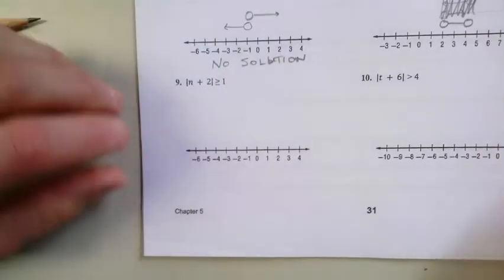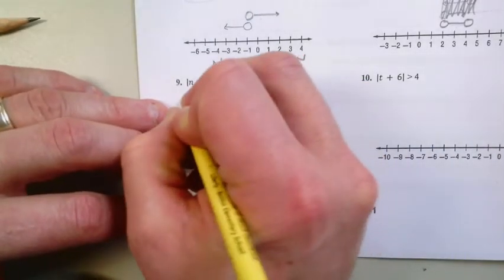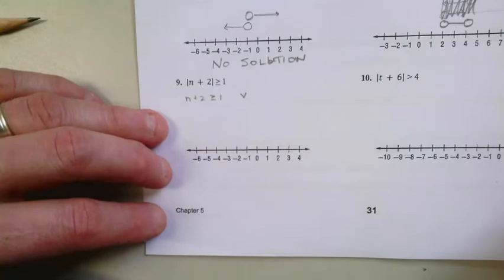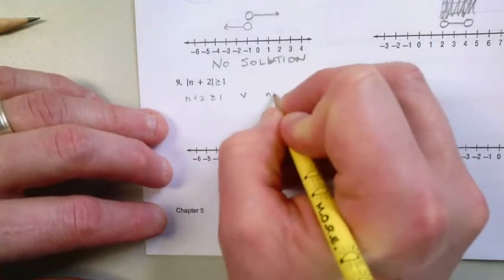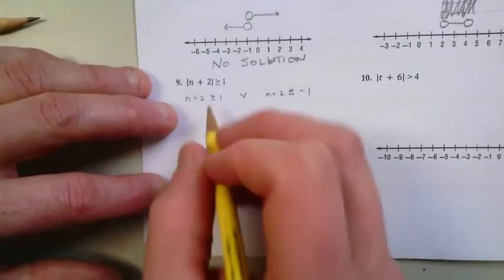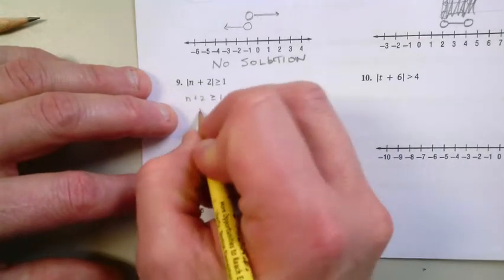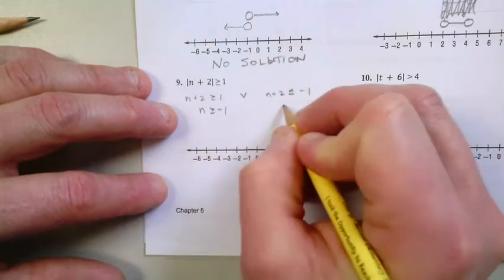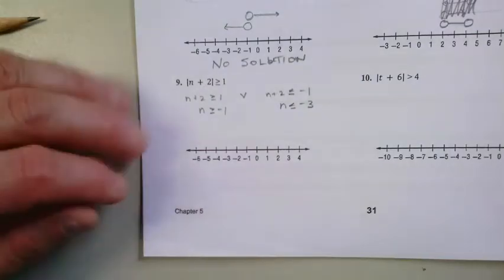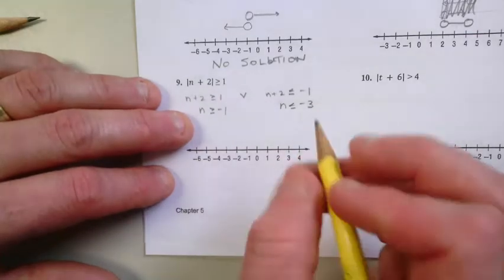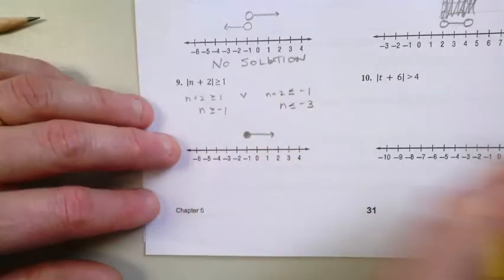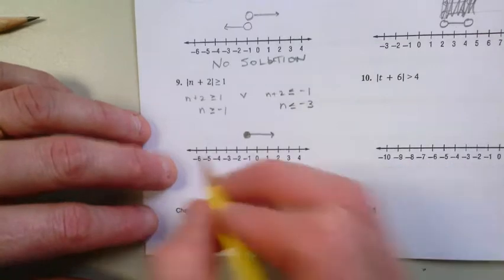As I look at the next one, I have an or statement. So if I work this through, I have n plus 2 is greater than or equal to 1. Or, and I'll explain what that means here in a second. Notice the symbol, or n plus 2 is less than or equal to negative 1. Okay? Now, from here, I'm going to go ahead and subtract 2 from both sides. Okay? Subtracting 2 from both sides. Now, this one says n is greater than or equal to negative 1. So I'm going to close that circle in. Greater than or equal to. Okay. This one, less than or equal to negative 3.